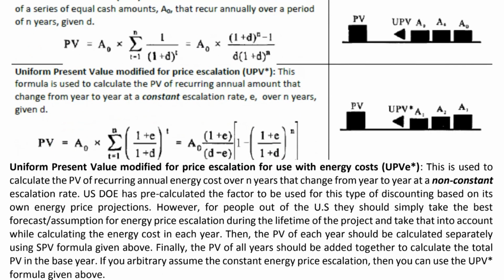Next is the uniform present value. It relates with the series of equal cash amounts which are being pumped. This formula is used to calculate the present value of the series of equal cash amounts that recur annually over the period of n years. For the n years, if we are pumping a fixed, same amount again and again annually, then for that project the present value is calculated using PV is equal to A naught into ((1 plus d) to the power n minus 1) upon (d into (1 plus d) to the power n), where d is the discount rate and n is the number of years.